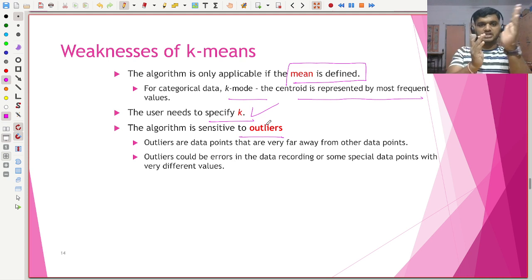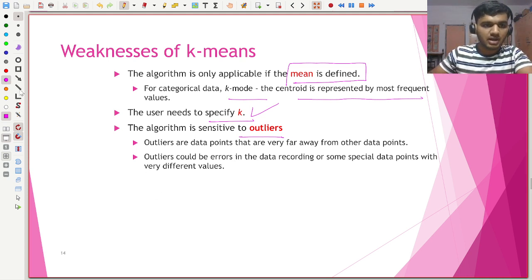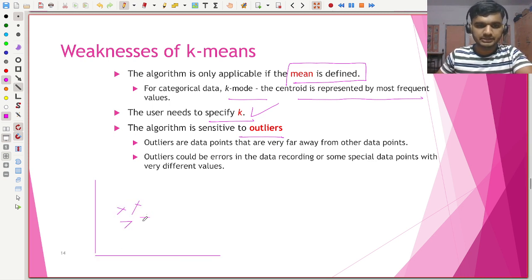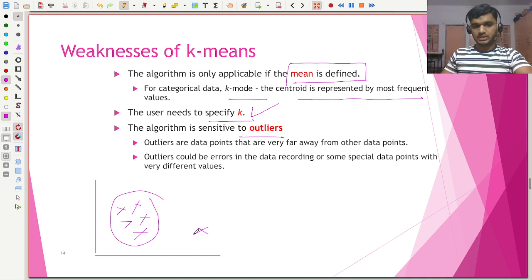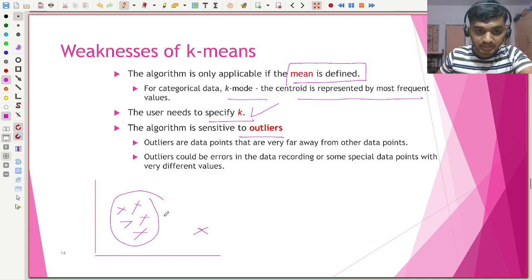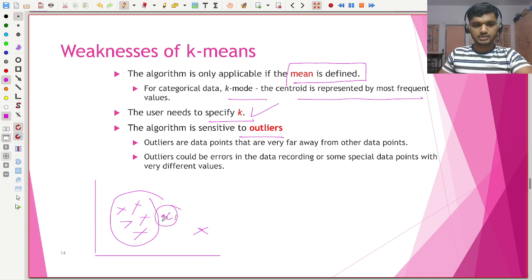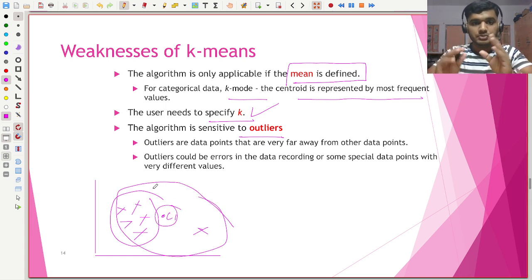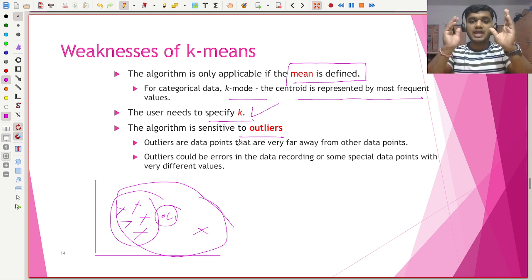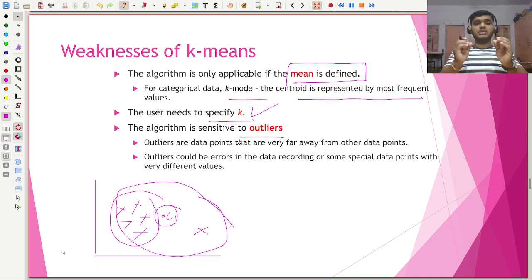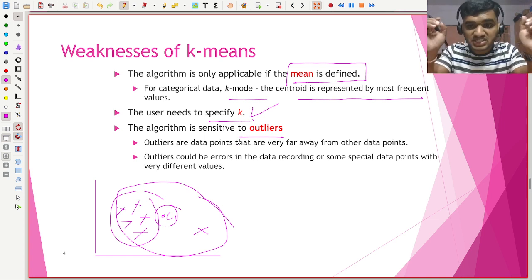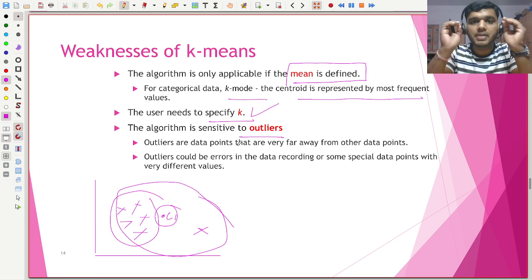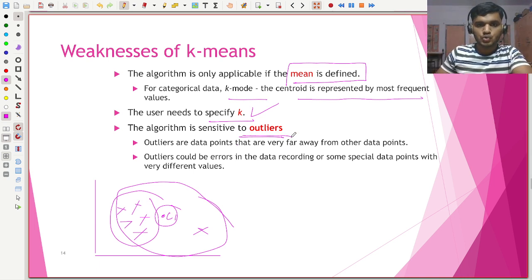If some outlier is present, for example one outlier, then the centroid will be pulled like this. Here the centroid will come because of this outlier. Outliers are data points that are very far away from other data points. An outlier may be an error in data recording or some special data point with a very different value. Such a method is robust to outliers.